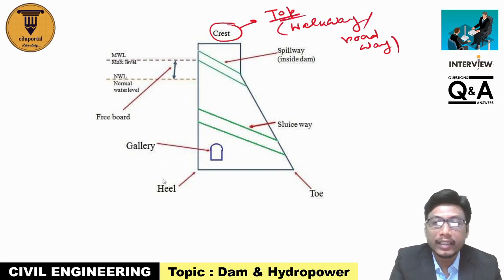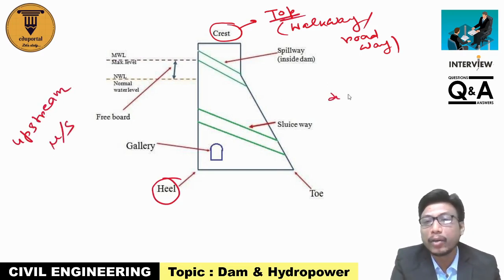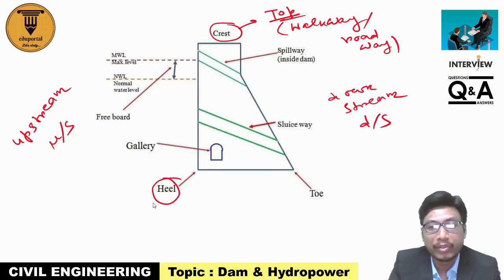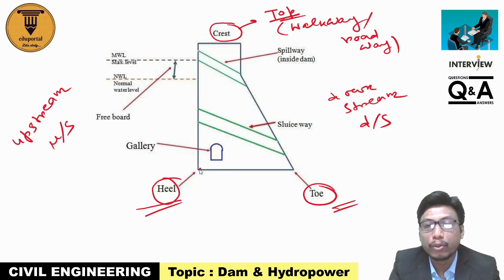Then comes heel. What is heel? Now this is the upstream side, and this is the downstream side. Heel is the portion of the dam which is in contact with the ground on the upstream side. Similarly, toe is the portion of the dam which is in contact with the ground on the downstream side. So these are the 2 points: heel and toe.